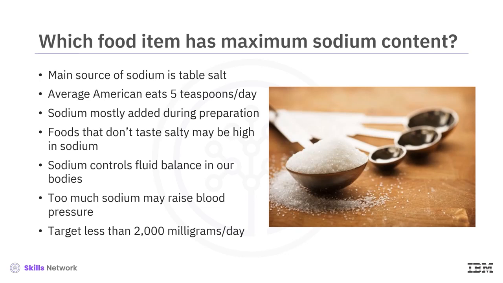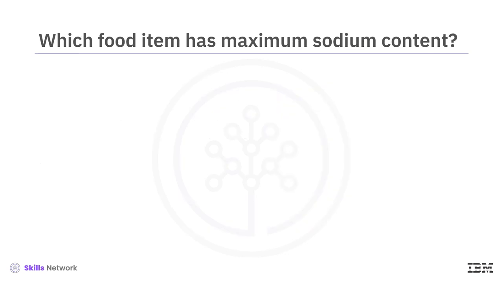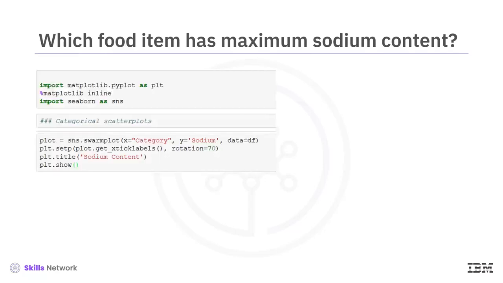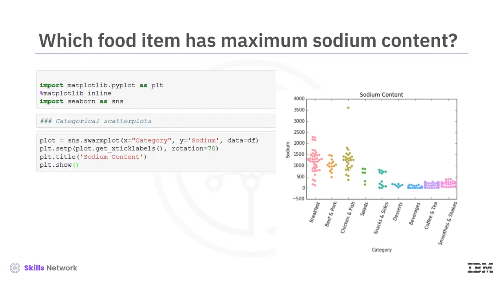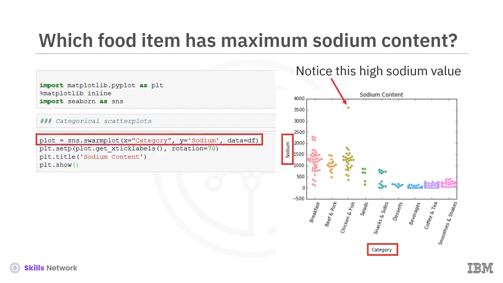Now, using the nutrition data set from McDonald's, let's do some basic data analysis to answer the question, which food item has the maximum sodium content? We first use visualization to explore the sodium content of food items. Using the swarm plot method provided by the Seaborn package, we create a categorical scatter plot as shown on the right. Then give as the input category on the x-axis, sodium on the y-axis, and the data will be the data frame df that contains the nutritional dataset from McDonald's.